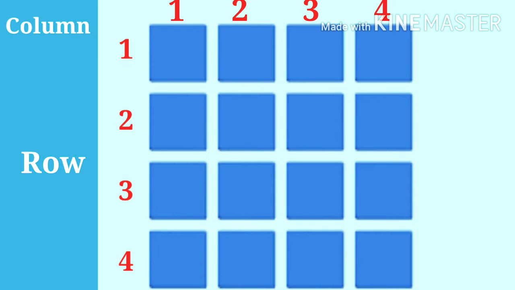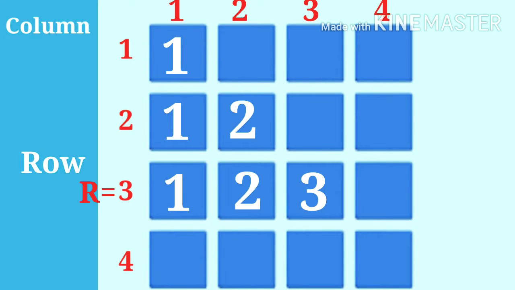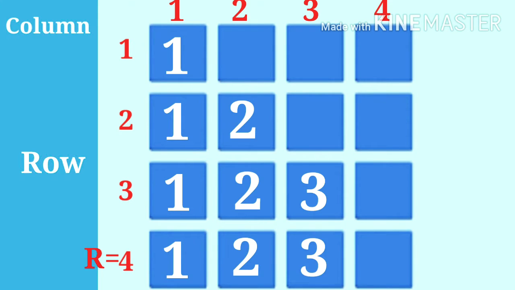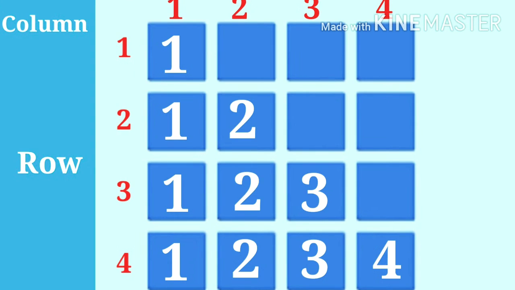Let's try to understand this in the form of a row and column table. Here we have 4 rows and 4 columns. When the row is 1, it will print in column 1. When the row is 2, it will start from column 1 and column 2. When the row is 3, it will print in columns 1, 2 and 3. When the row is 4, it will start from column 1, column 2, column 3 and column 4. Finally, you will get this structure as shown in the figure.